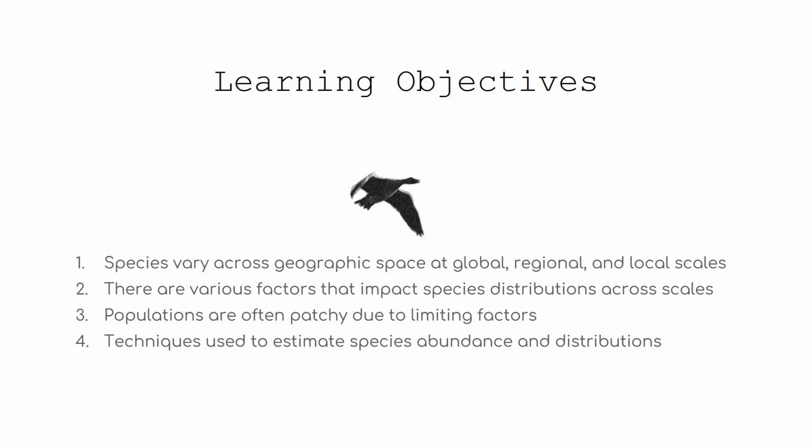I hope by the end of this lesson you will understand how species vary across geographic space at global, regional, and local scales, some of the factors that impact species distribution across these scales, how populations are often patchy due to limiting factors, and some techniques that are used to estimate species abundance and distribution.